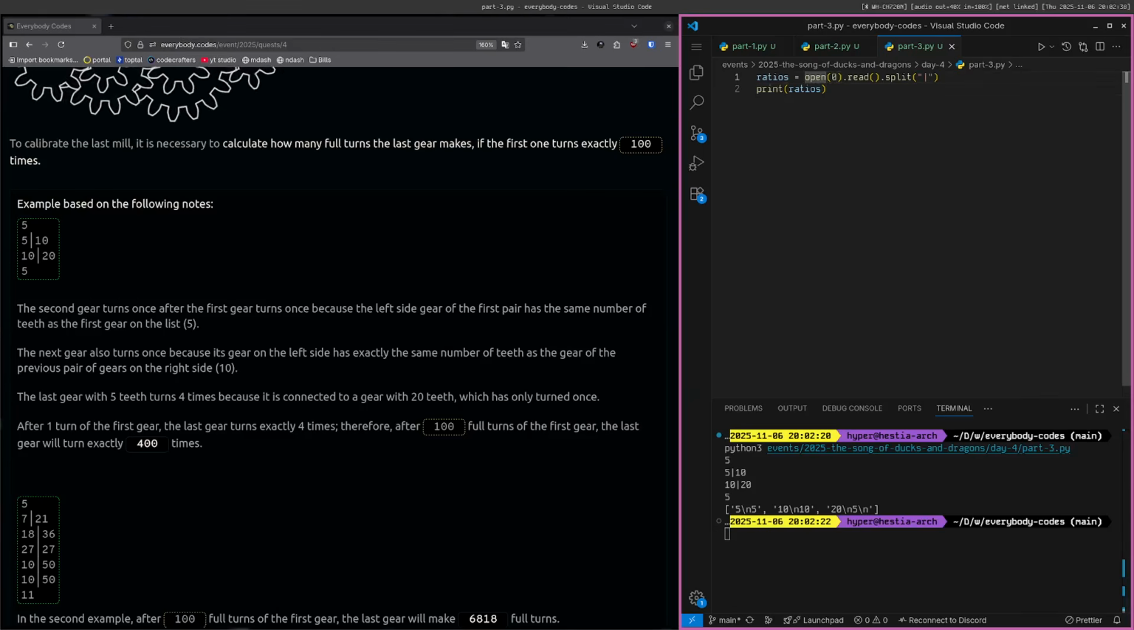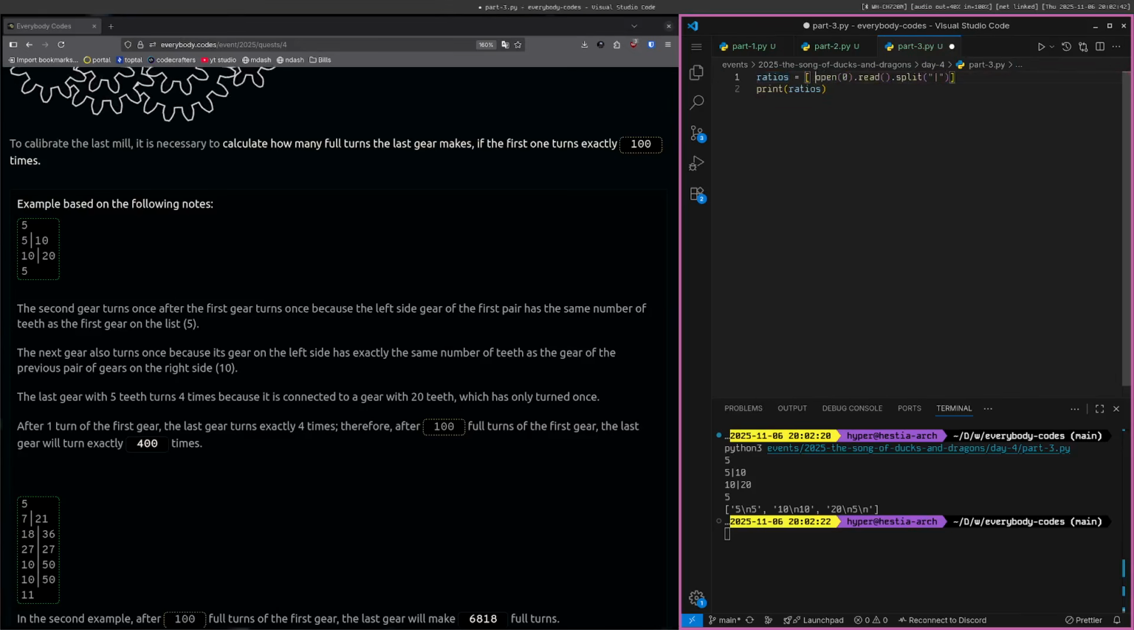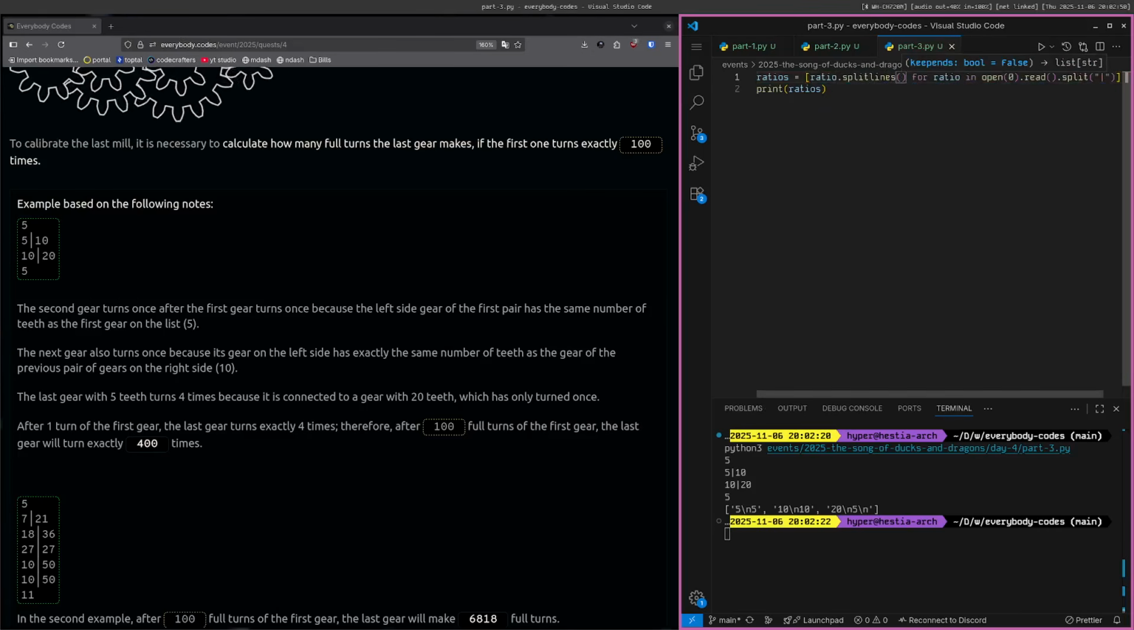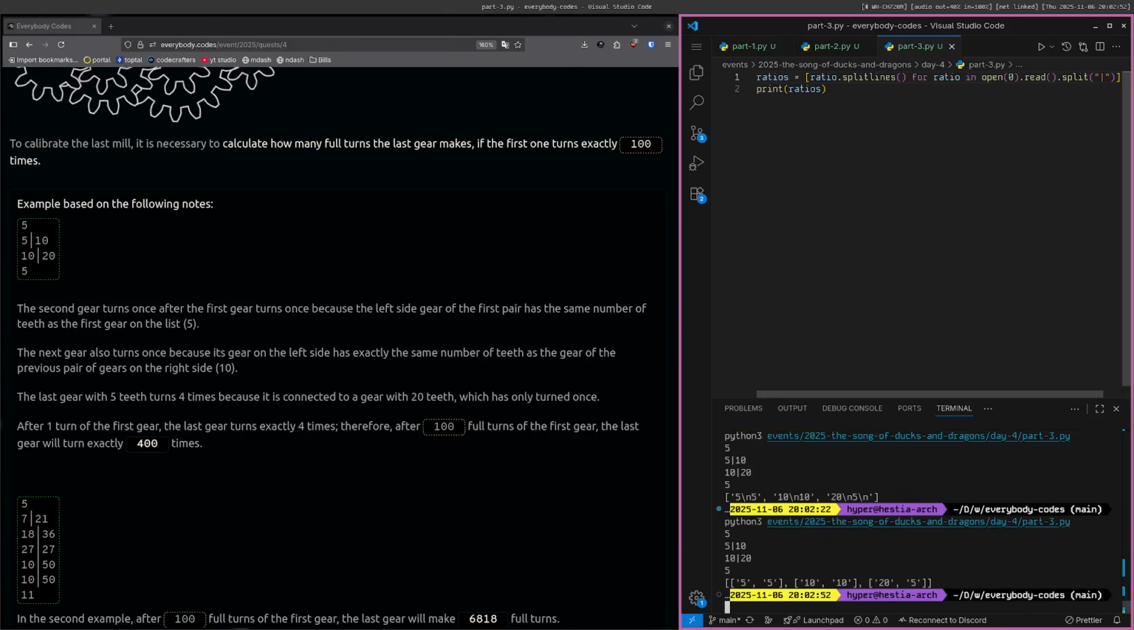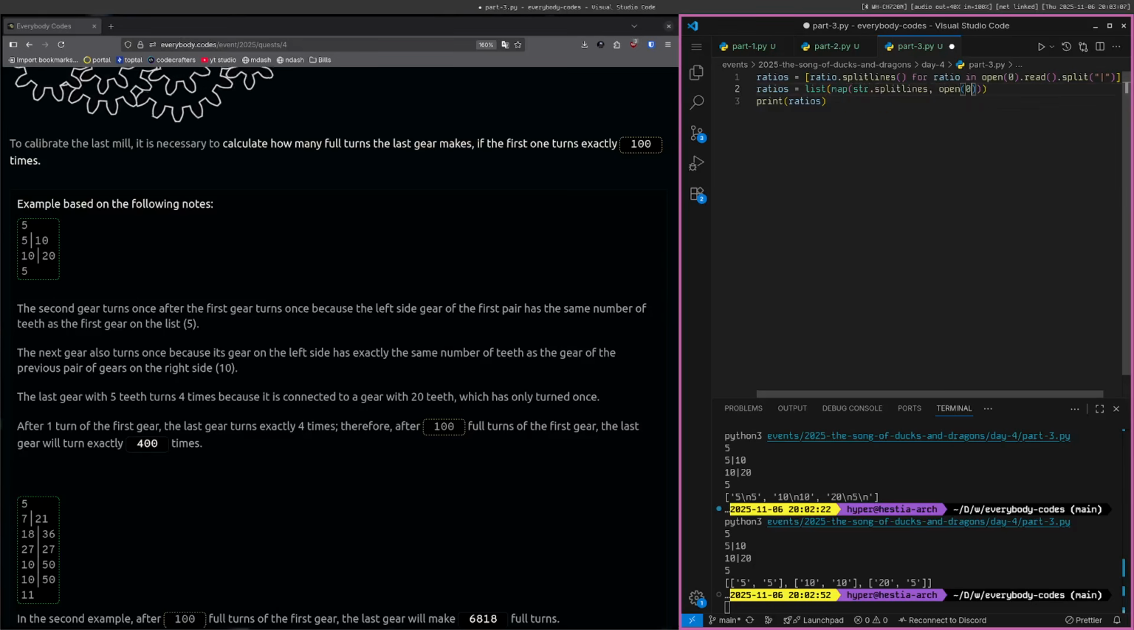And so what we can do is we can take each one and split it on new lines. And so that'll give us a list of pairs which represent our ratio, which is a bit easier to work with. What you can also do here is map string.splitLines over this input.